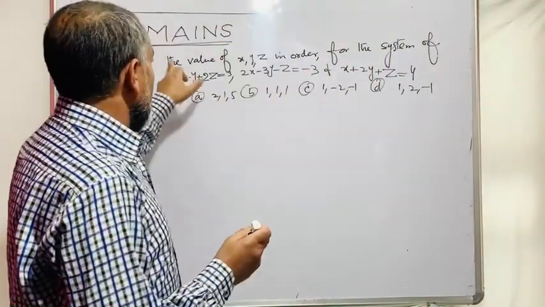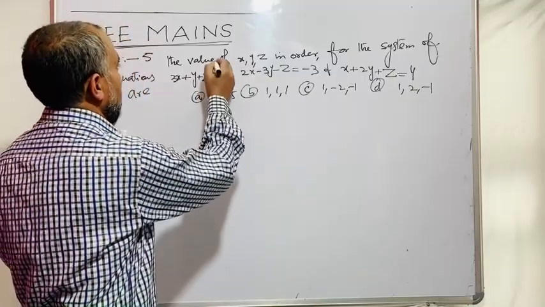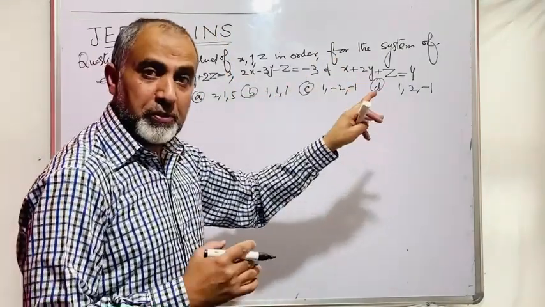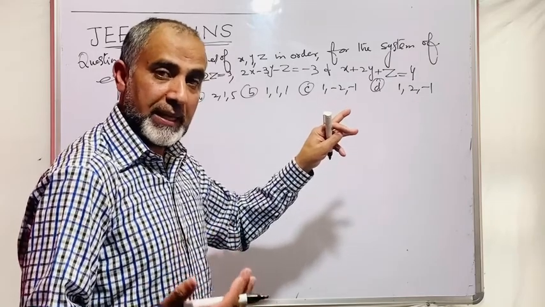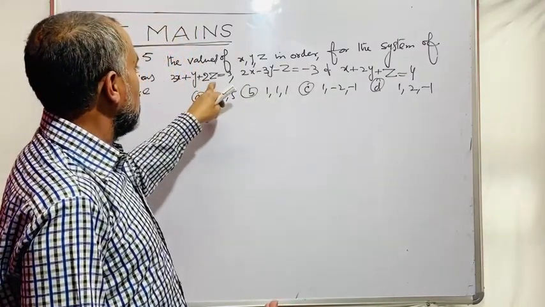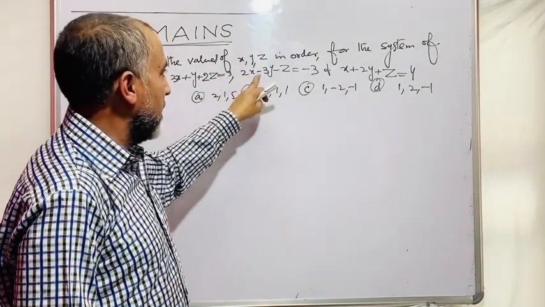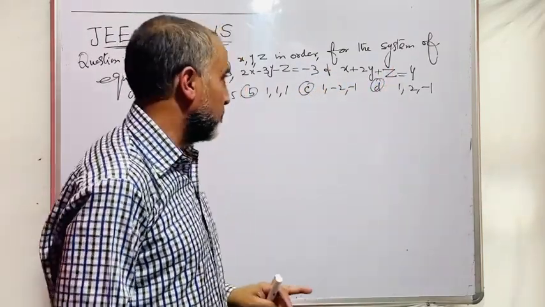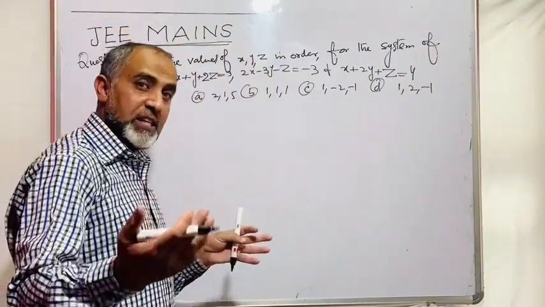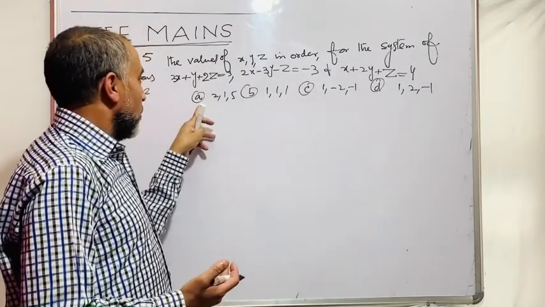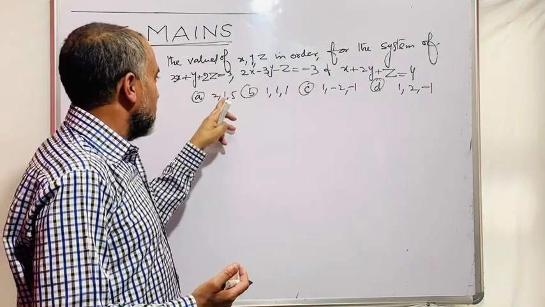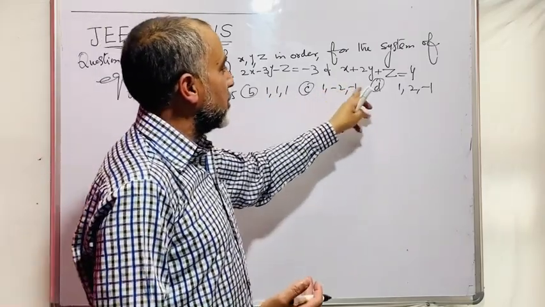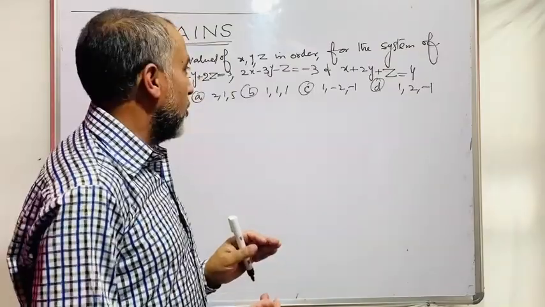The question says, the values of x, y, z in order for the system of equations. We are provided with the system of equations, three equations in three variables, x, y, z. As thrice x plus y plus twice z is equal to 3. Second equation is twice x minus thrice y minus z is equal to minus 3. The third one is x plus twice y plus z is equal to 4. What we require? We require the values of x, y, z. They are in order as far as the options are concerned. Option A is x is equal to 2, y is equal to 1, z is equal to 5. Similarly, for x, y, z, we have got 1, 1, 1, 1 minus 1 minus 1, 1, 2 minus 1, respectively for B, C and D.